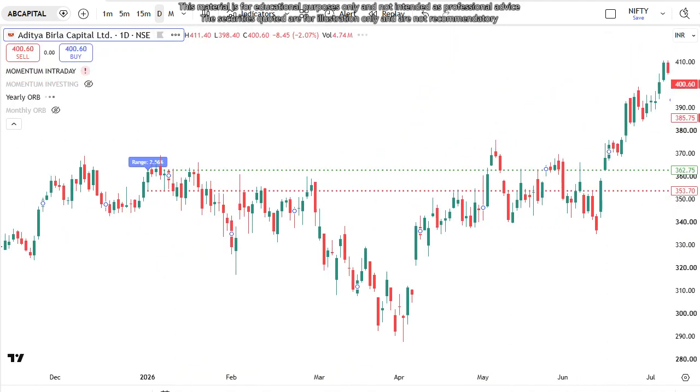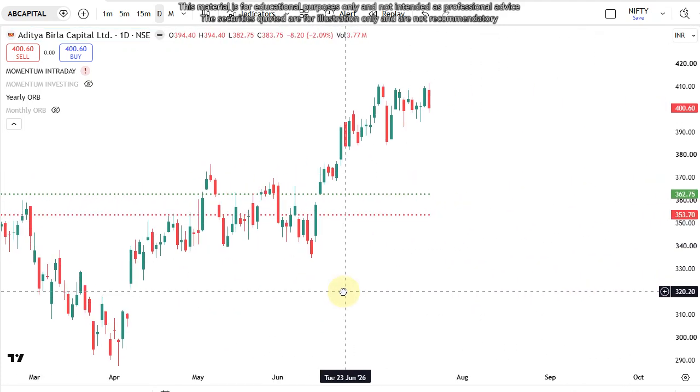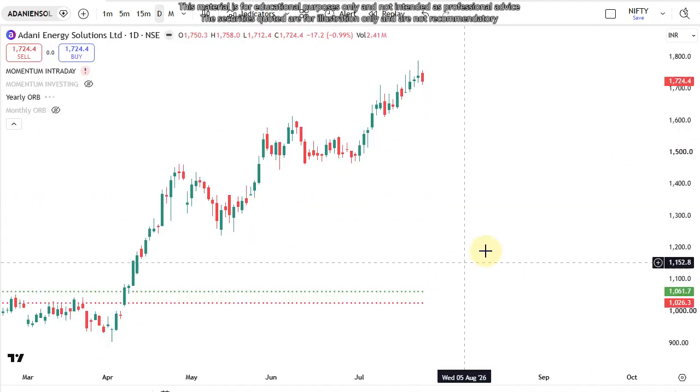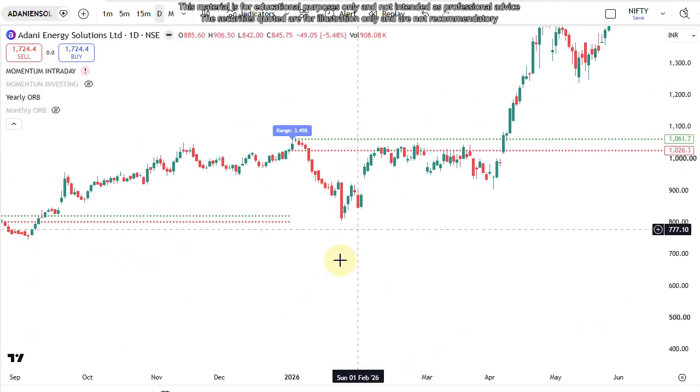No issue. See here, AB Capital. It first came in the sell direction. See the retest: first, second, third, fourth, fifth retest. Then only it moves in the buy direction. You will see some other stocks. See, Adani.